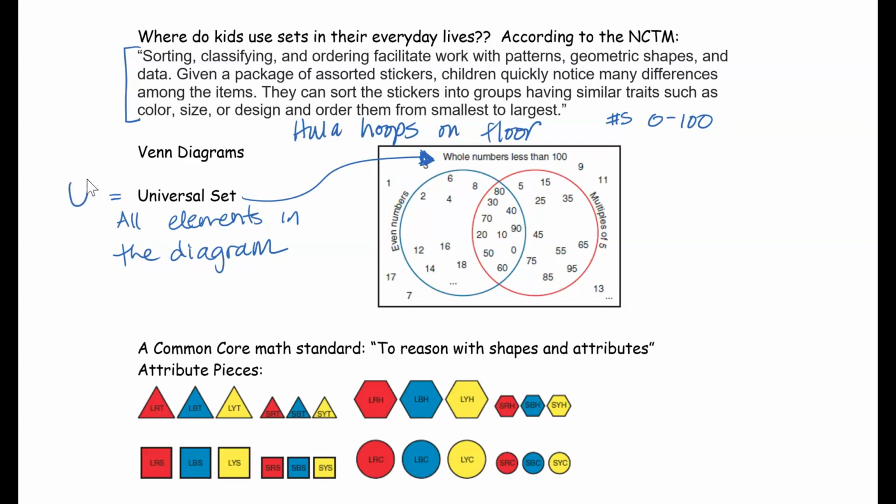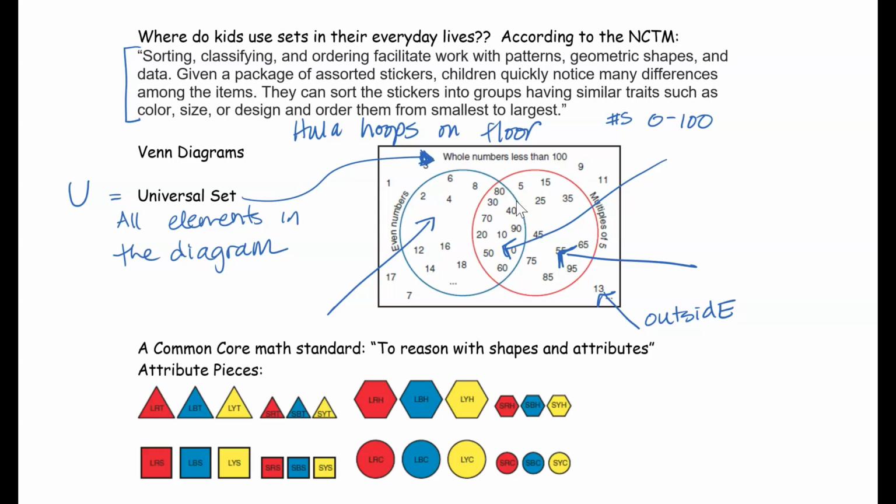Okay, so let's look at each part. This section right here in the middle of the Venn diagram, and this would be a great place to stop the video and examine. What is this middle section? What does that represent? What does this part of the circle represent? What does this part of the circle represent? And then what is the outside of the diagram? What does that represent? See if you can write a sentence for each part of the diagram.